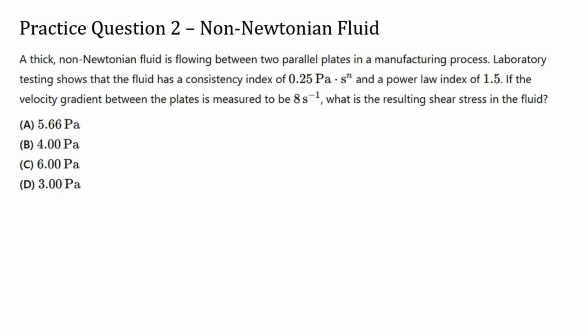Practice question 2. A thick, non-Newtonian fluid flows between two parallel plates in a manufacturing process. Laboratory testing shows that the fluid has a consistency index of 0.25 and a power law index of 1.5. If the velocity gradient between the plates is measured to be 8, what is the resulting shear stress in the fluid?